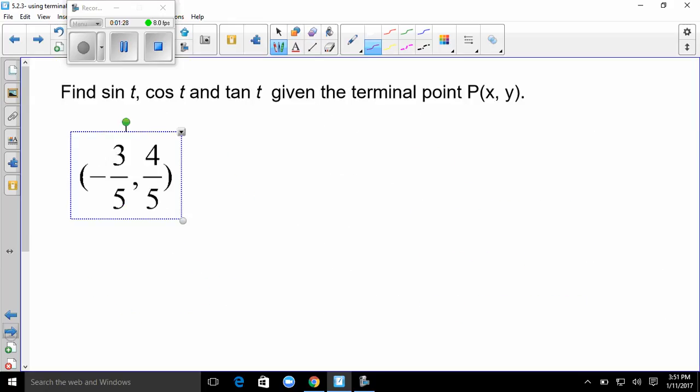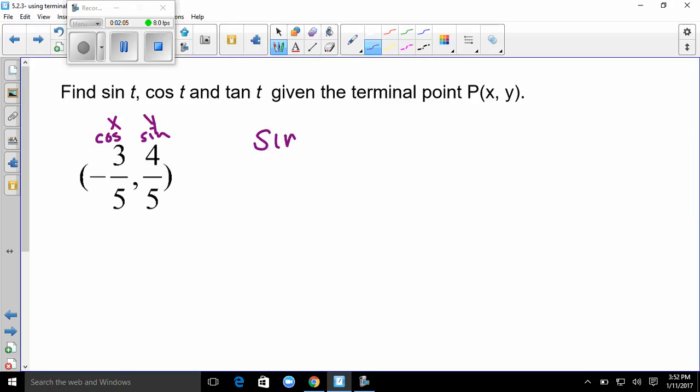Okay? So what we're going to do is I'm going to do some example problems, and these example problems kind of mimic what your homework looks like. Okay, so first problem says, given this point, find sine, cosine, tangent. It tells you it's a terminal point, so that means it's on the unit circle. So that means this is my x, or my cosine. So this is cosine, and this is sine.